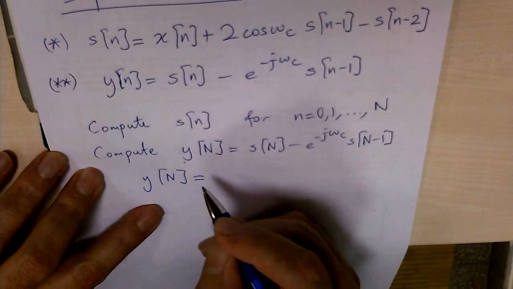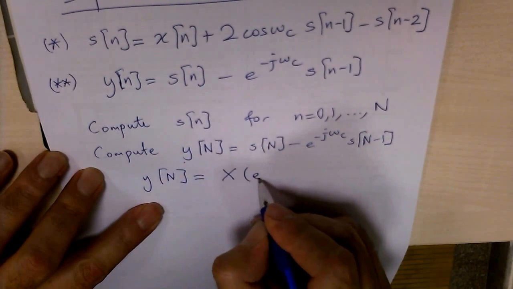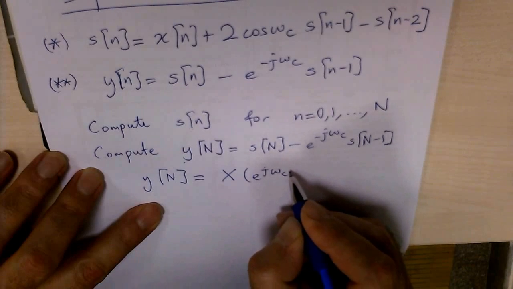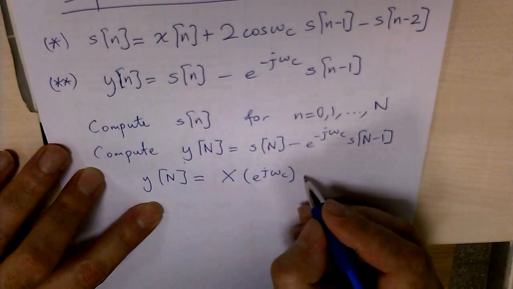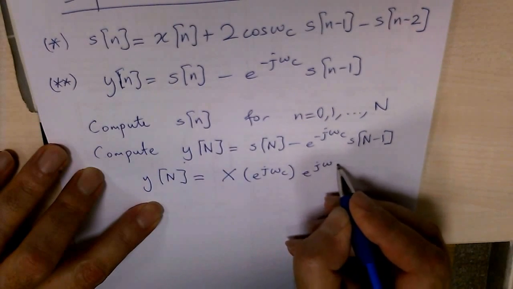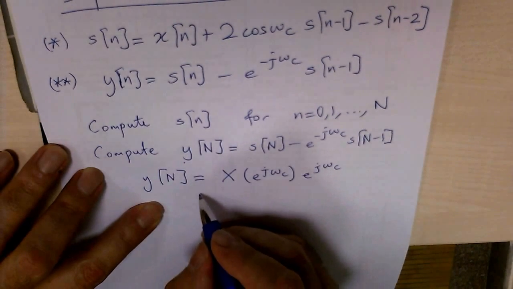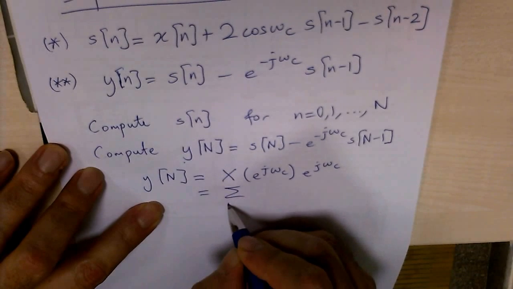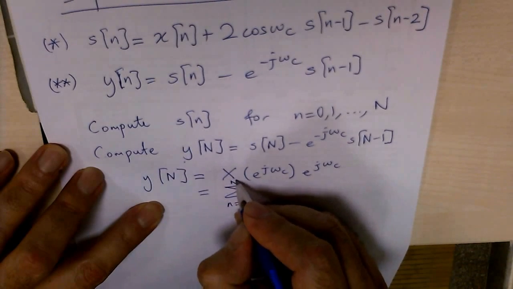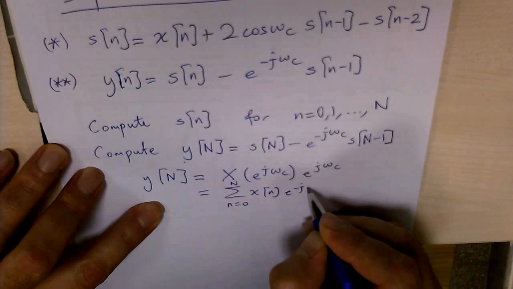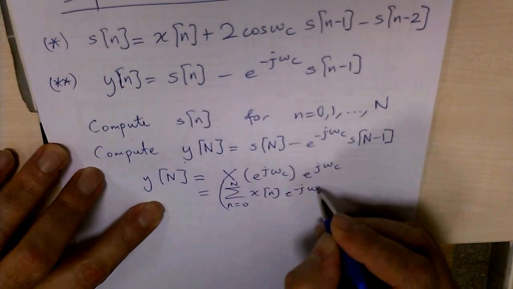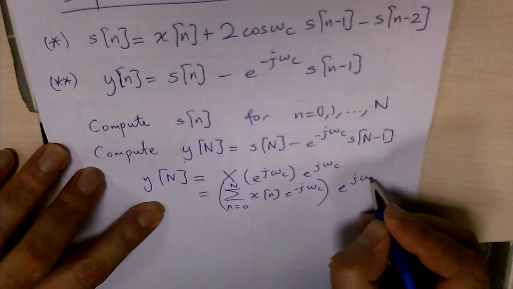Then we know from the theoretical analysis that y[n] is equal to X(e^{j omega_c}) times e^{j omega_c}. And this is the summation for n from 0 to capital N of x[n] e to the minus j omega_c n, times e to the j omega_c.